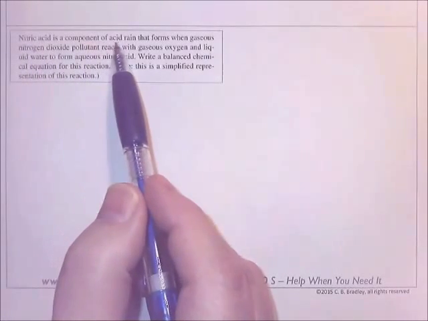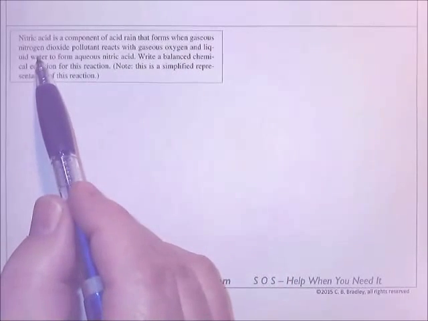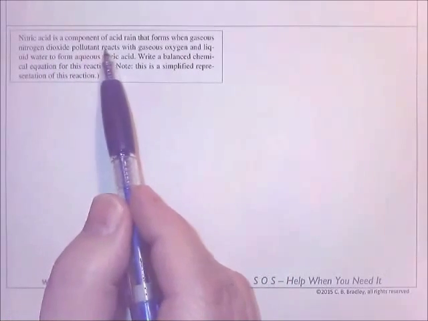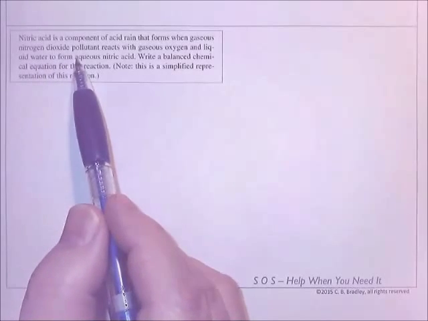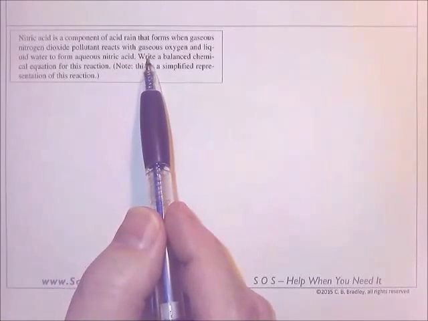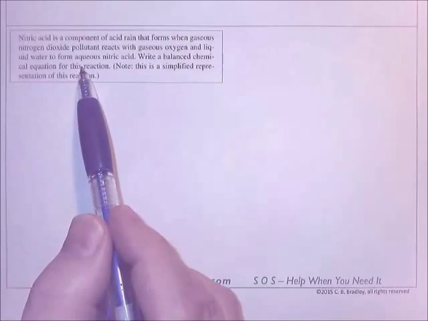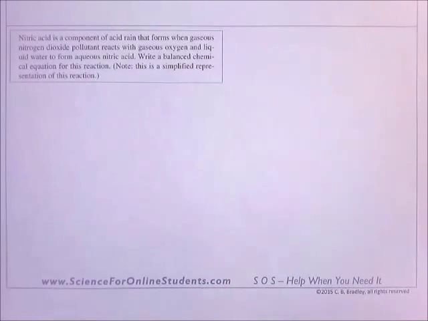Nitric acid is a component of acid rain that forms when gaseous nitrogen dioxide pollutant reacts with gaseous oxygen and liquid water to form aqueous nitric acid. Write a balanced chemical equation for this reaction. And note that this is a simplified representation of this reaction.